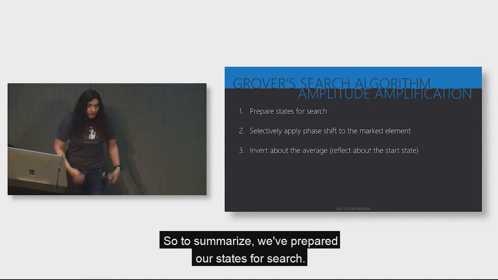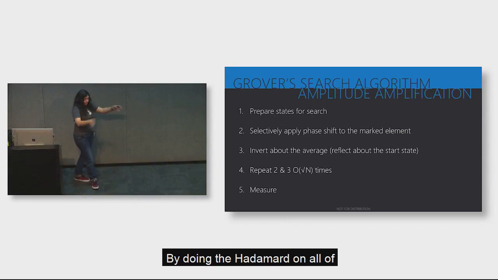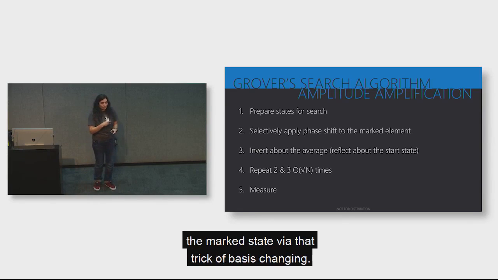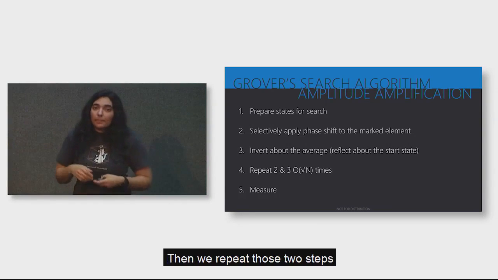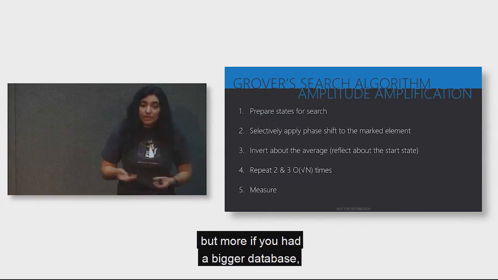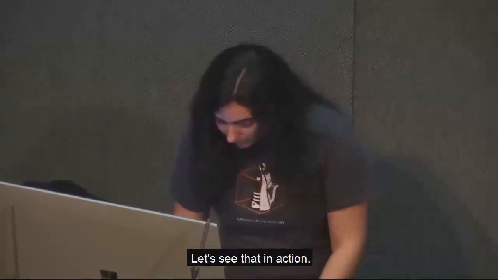So to summarize, we've prepared our states for search by doing the Hadamard on all of the qubits in the array, in the register. We selectively apply the phase shift just to the marked element 0, 1, 0 by reflecting about the marked state via that trick of basis changing. We then invert about the average, which we do by reflecting about the start state of +++, again using that trick. Then we repeat those 2 steps a bunch of times, twice in this instance, but more if you had a bigger database. And then we take a measurement and see what we get out, which is hopefully the marked element. Let's see that in action.